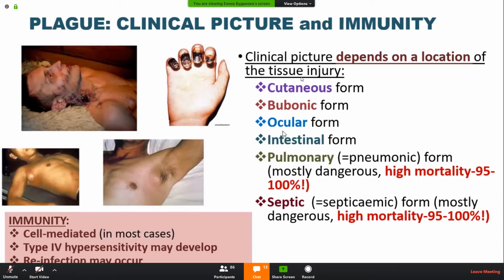Ocular form is also reported, maybe intestinal, pulmonary, and septic form. All 3 are very dangerous with a high mortality rate, when the patient may die within days after contracting the disease. As for immunity, it is mentioned on this slide, it is cell-mediated, but reinfection may occur, it is not highly protective, and type 4 hypersensitivity develops.